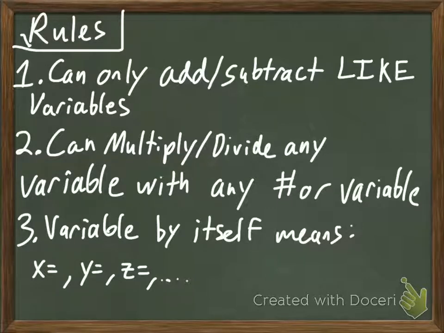Rule 2, you can multiply and divide any variable with any number or variable. So if we had a 2x and we were multiplying it by 2y, we would get 4xy. So we can do that. Rule 3, variable by itself means x equals, y equals, a equals. By itself means we just have one x, one y, one z, just one variable there. So we don't want another number being multiplied with our variable besides 1.